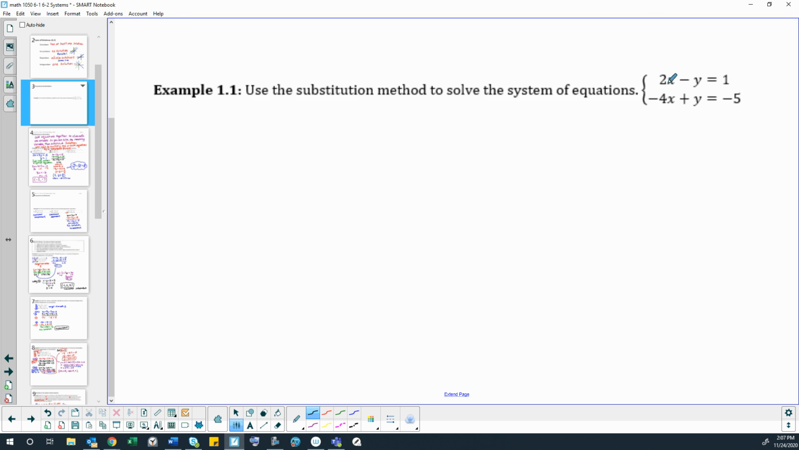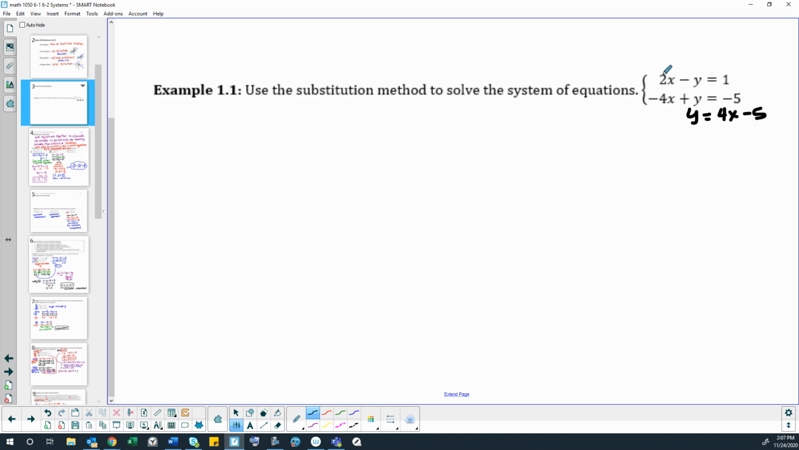So notice how we have 2x and negative y, and we have negative 4x and positive y. If I want to solve one of my equations, the easiest thing to do is to take the second equation and solve it as y equals 4x minus 5. I don't have to divide by anything. I don't have to multiply by a negative. I can keep the y on the left and move everything else to the right. That just seems like the most simple thing to do.